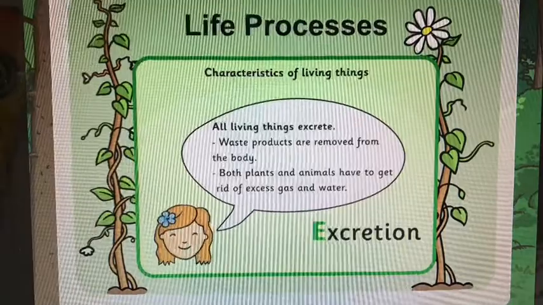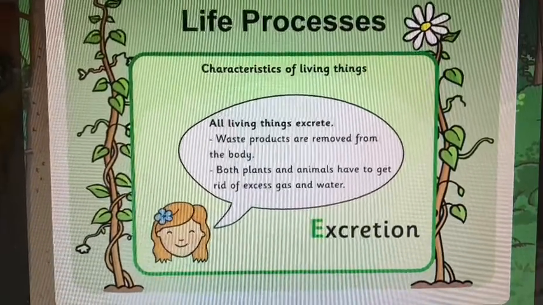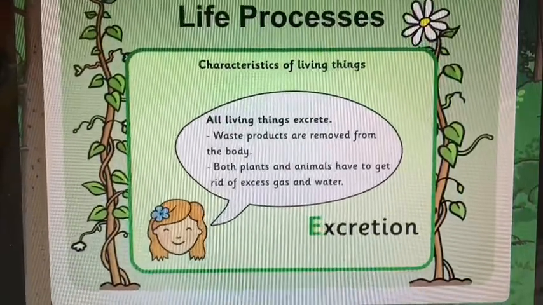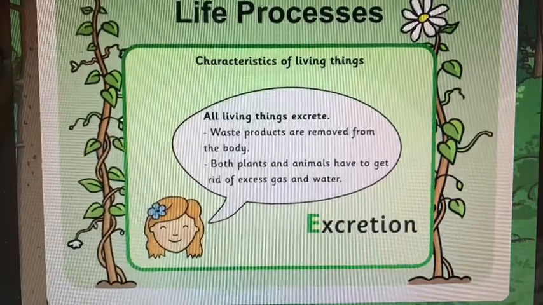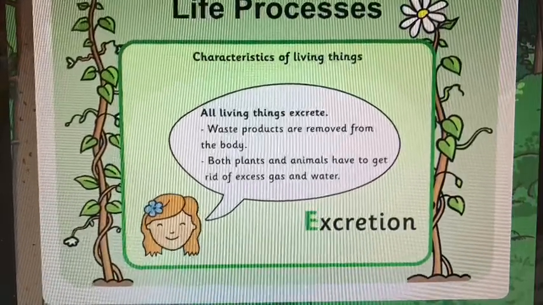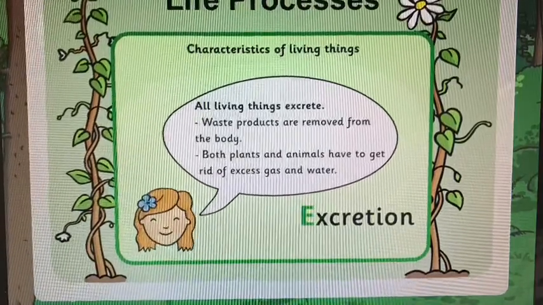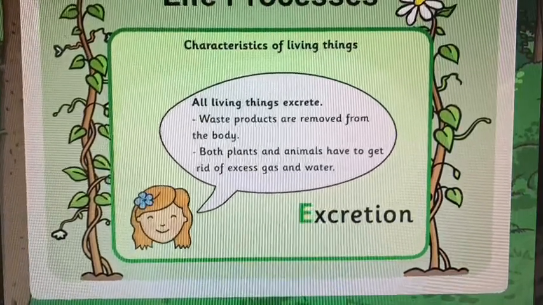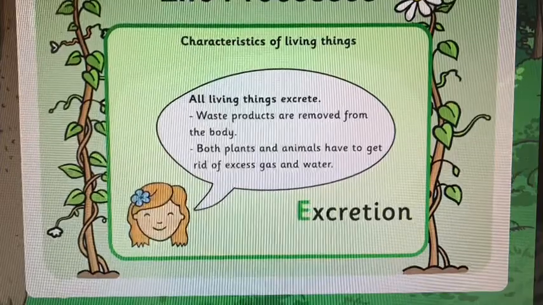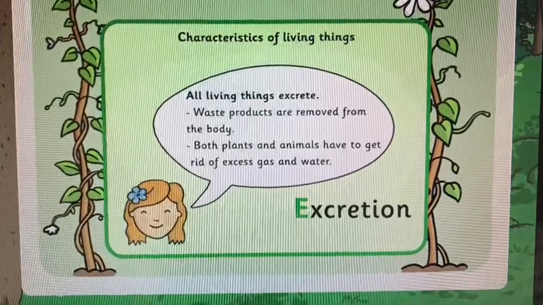E is for excretion, so waste products are removed from your body. Both plants and animals have to get rid of excess gas and water. So what they're talking about there is things like going for a wee or going for a poo.